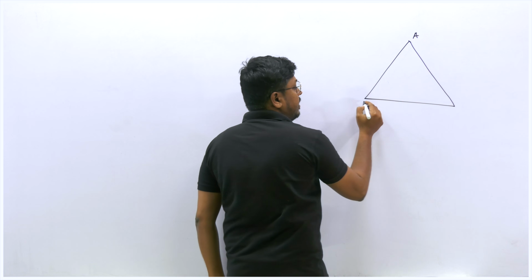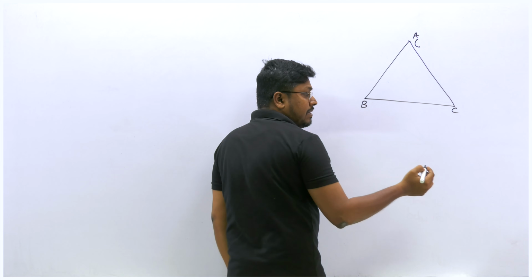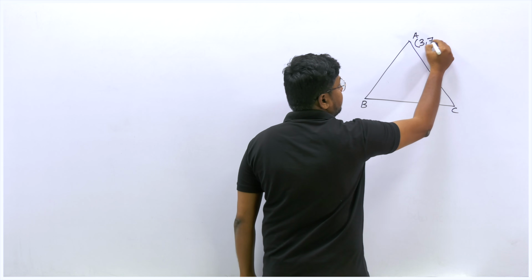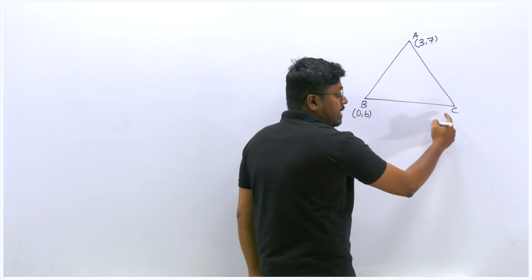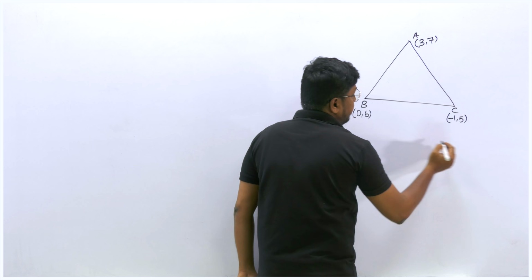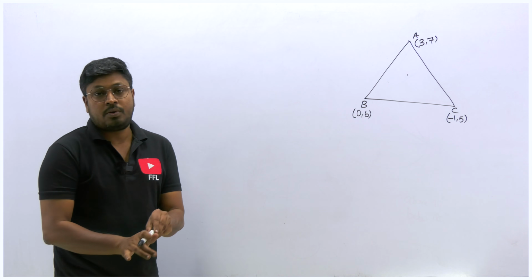You can fix A here or A here, whatever be. So the points they have given us: A is (3, 7), B is (0, 6), and C is (-1, 5). So now our target is to find the coordinates, that is, the circumcenter coordinates, right?